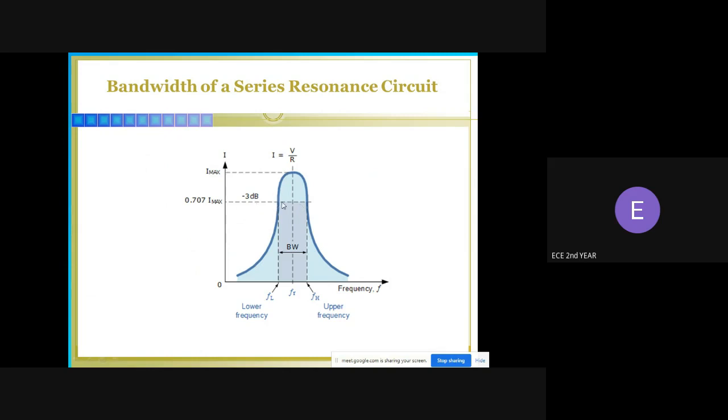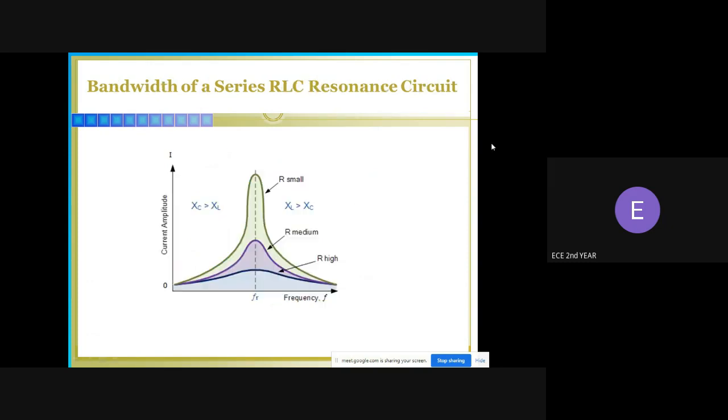That is called the lower cutoff frequency, and after that at some higher frequency we get the same value of 0.707. The difference between this lower cutoff frequency and this upper cutoff frequency we call the bandwidth. The bandwidth depends upon the resistance value, and the current will vary. If R is very small, we get the maximum current. If R is medium, we get a medium amount of current. If R is very high, we get a very low value of current.